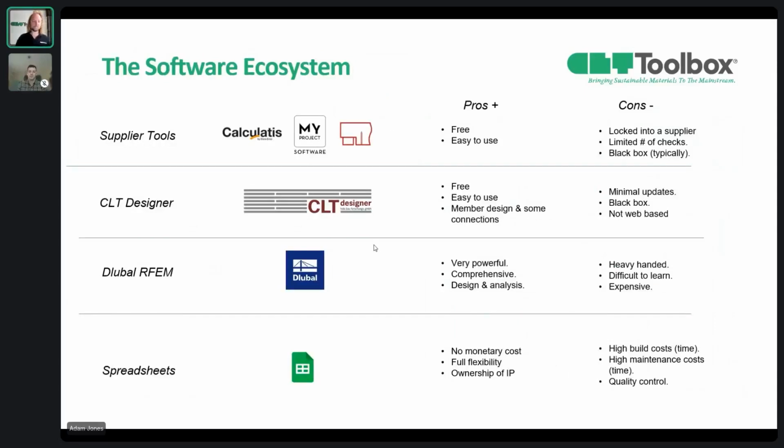So what we've learned so far from a lot of you is that there is a software ecosystem that's already out there, and a lot of them have a lot of strengths, and they range from supplier tools, which are free and quite easy to use. But one of the cons is the lack of supply chain flexibility.